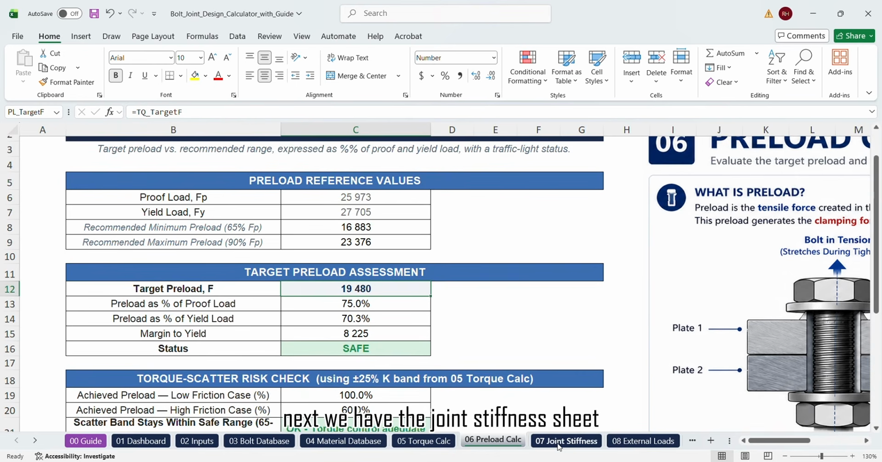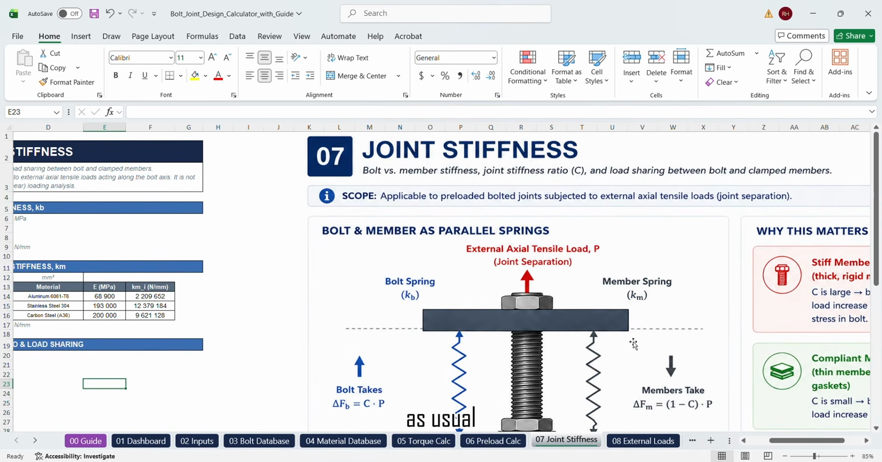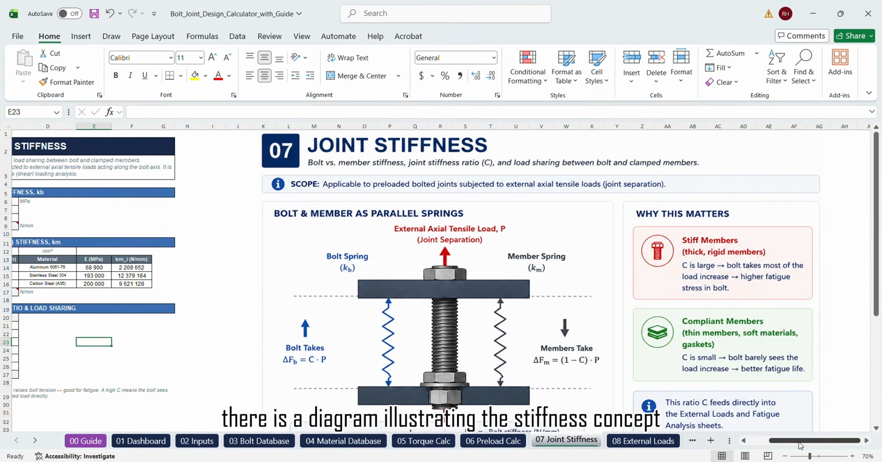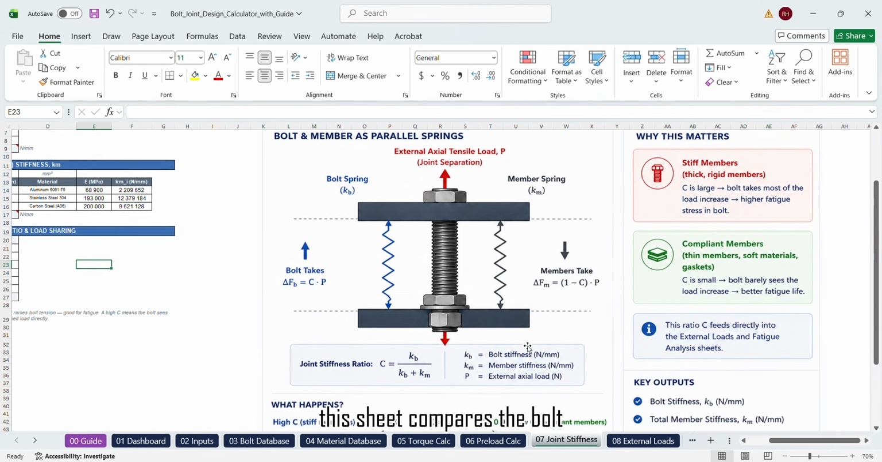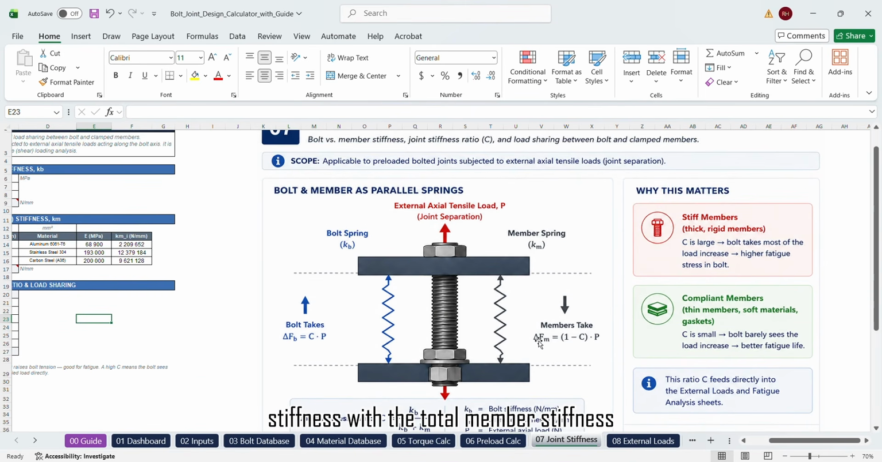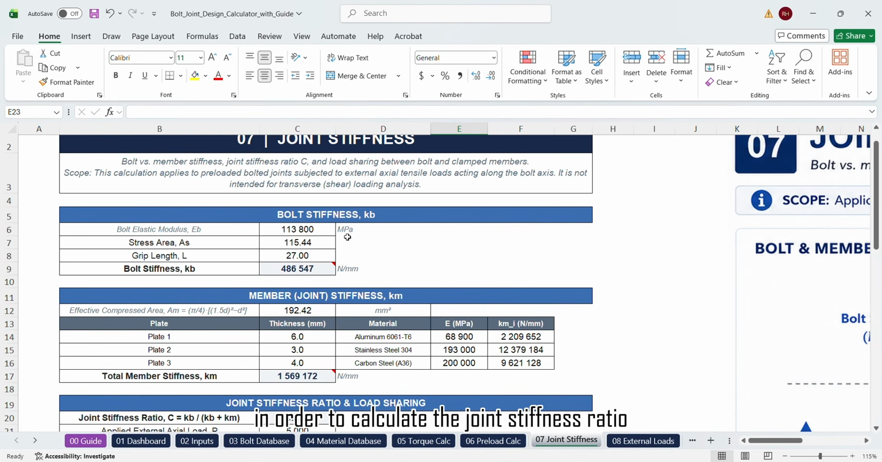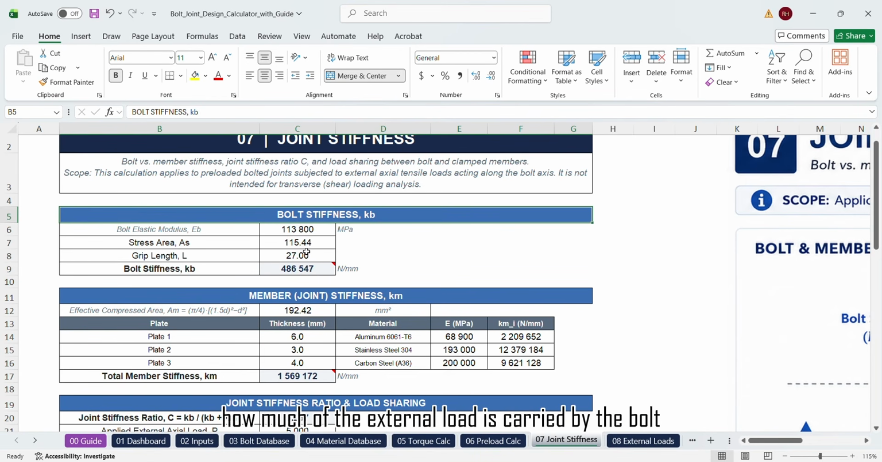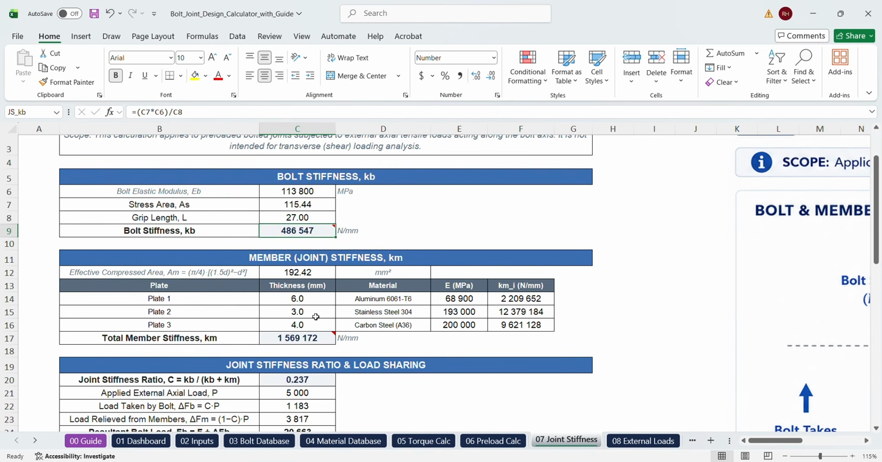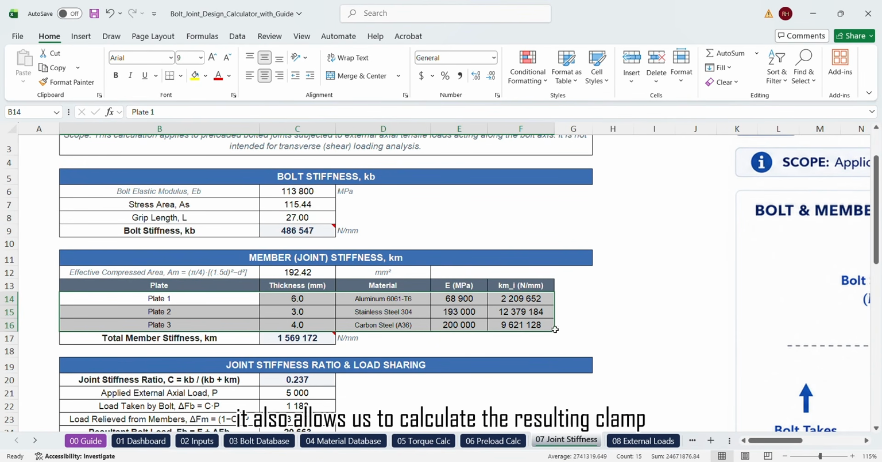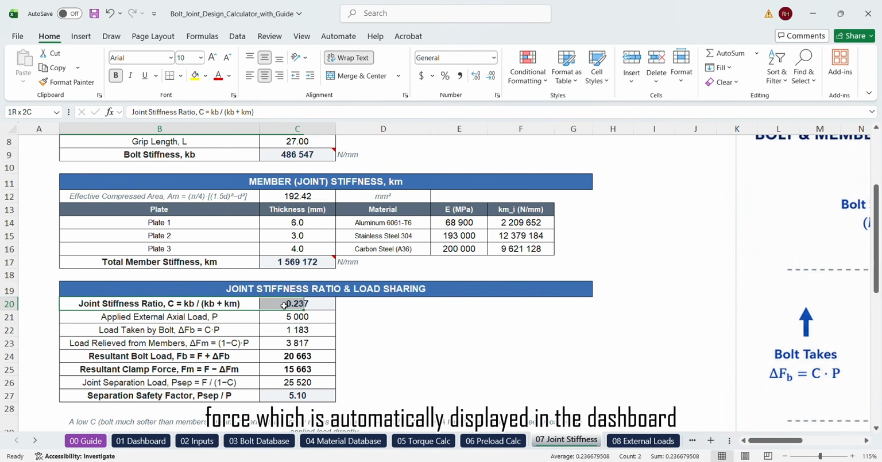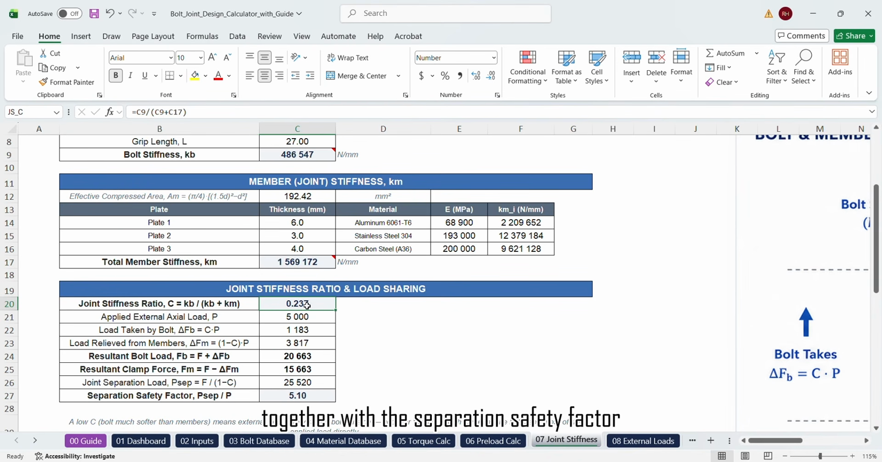Next, we have the joint stiffness sheet. As usual, there is a diagram illustrating the stiffness concept. This sheet compares the bolt stiffness with the total member stiffness, which consists of the stiffness of all the plates, in order to calculate the joint stiffness ratio, denoted by C. This ratio determines how much of the external load is carried by the bolt and how much is carried by the clamped members. It also allows us to calculate the resulting clamp force, which is automatically displayed in the dashboard, together with the separation safety factor.